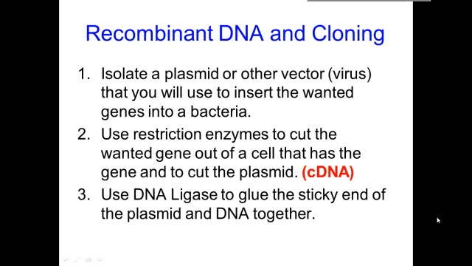Okay, the first thing you have to do is isolate a plasmid or other vector, a virus, that you're going to use to insert the genes with. Okay, now we're going to talk about bacteria because it's easy to work with bacteria. Bacteria only have one chromosome. It's a circular DNA, and it's fairly easy to get bacteria to change genetically.